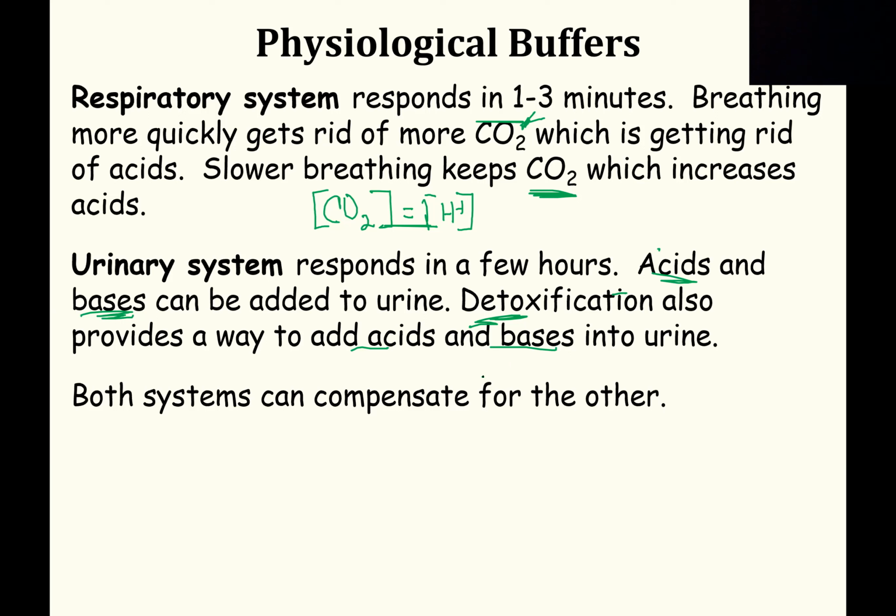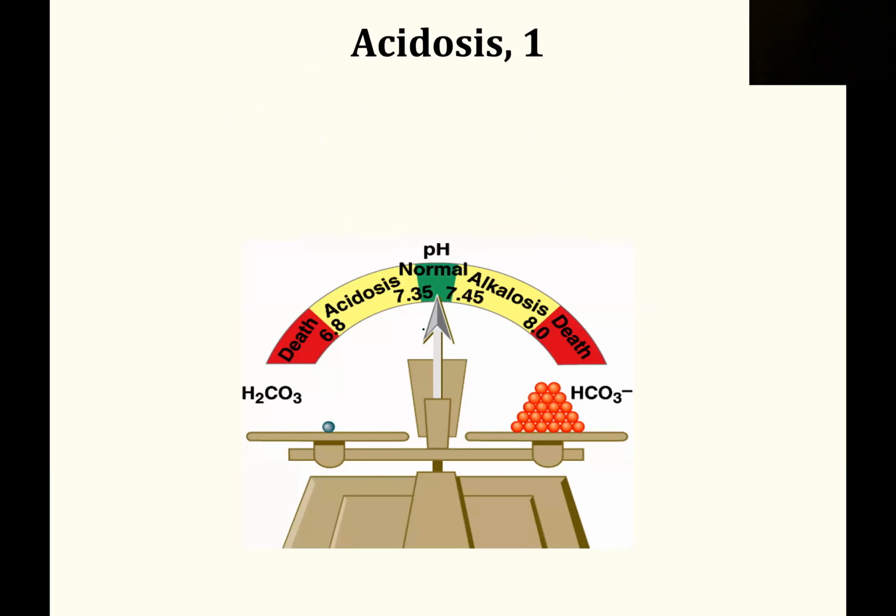If the respiratory system can't compensate quickly enough, then the urinary system has to take over. If the urinary system can't compensate, then the respiratory system will take over. All right. Too many acids and too many bases.